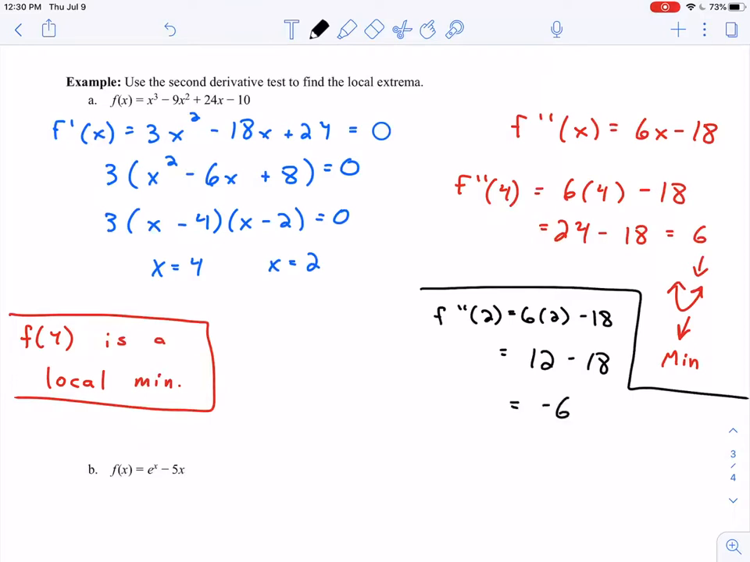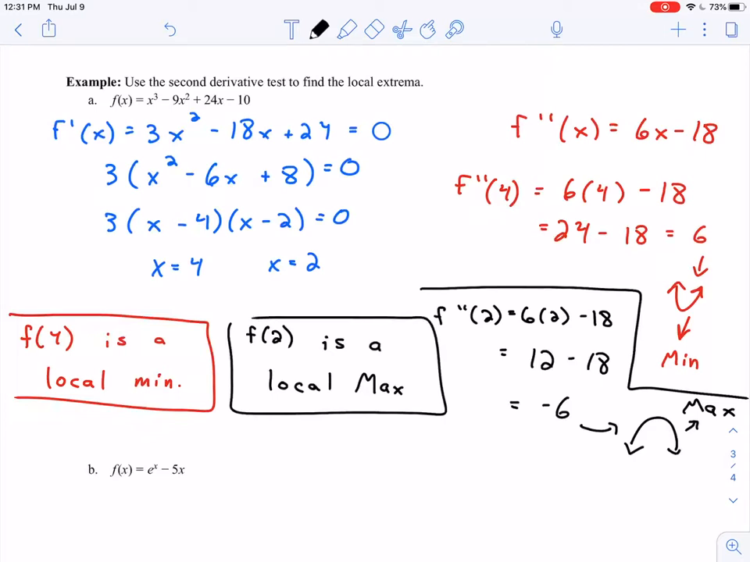So the second derivative is negative. That means my function must be concave downward. And what do we see right there? I see a local maximum. So this is a maximum. So that means that f of 2 is a local maximum.